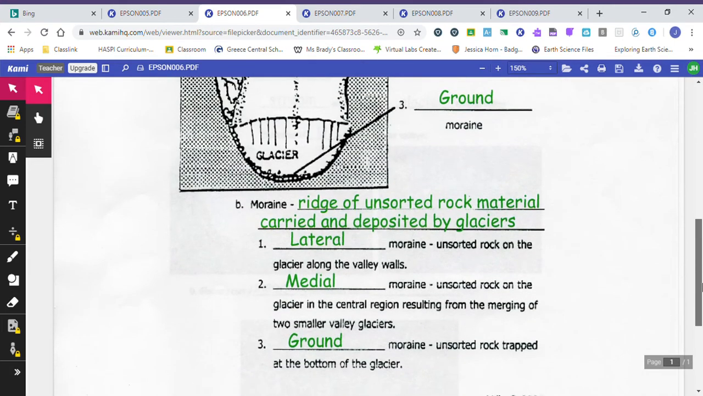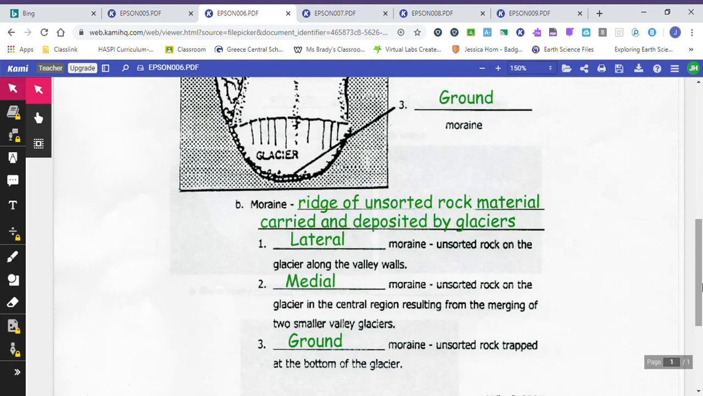So moraine is rock. It's pieces of rock that get picked up and deposited by glaciers. They are of all sizes, so small, medium, large, huge, they could be anything. And then these three definitions here are the three things that we just labeled up on the diagram.